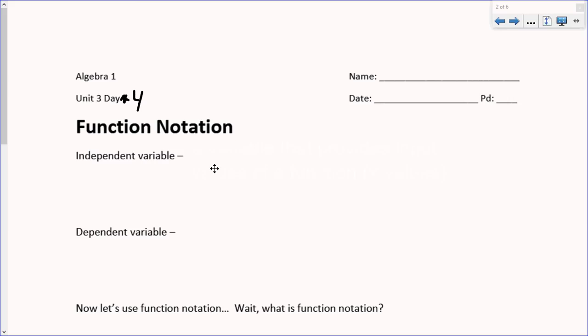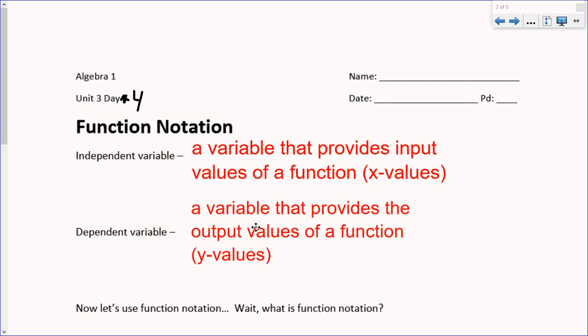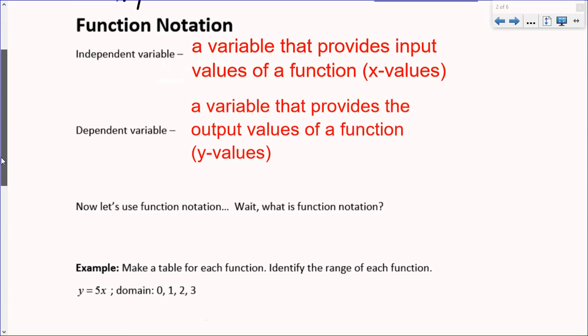Independent variable is the variable that provides the input values of a function, so the x values. And dependent variable is a variable that provides the output values of the function, the y values. So you guys might have been familiar with function machines last year, where function machines are basically like what do you do to the x, the input, so that you can get that y, the output. Okay, so that's what we're going to focus on today, the equation that we use to generate our outputs from a certain input.